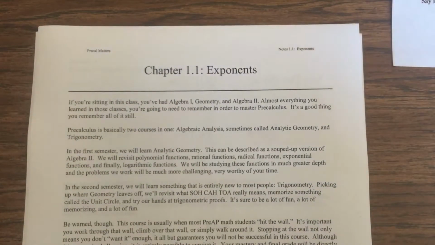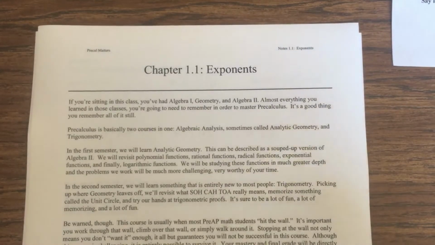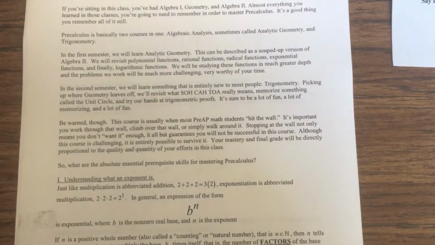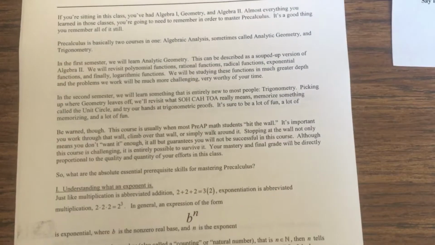So this first unit is all about things that you should already have learned before you got to pre-cal. Things that you learned in Algebra 1, Geometry, and Algebra 2. So the first topic that we're going to talk about are exponents. When we're talking about exponents, there's a couple of rules that you need to make sure that you know in order to be successful in pre-cal.